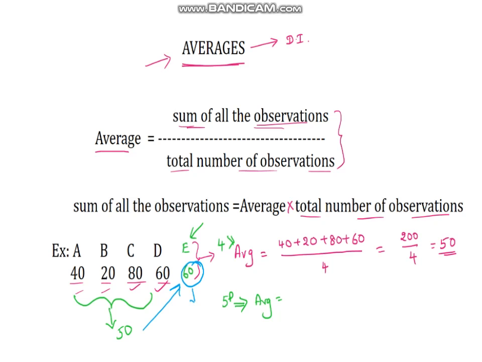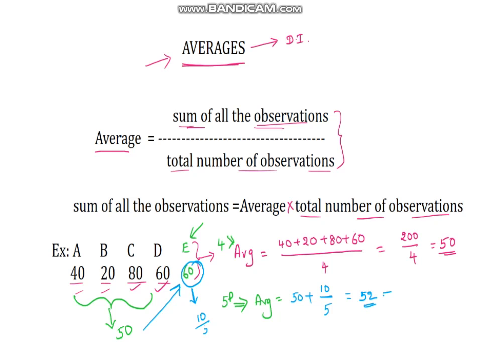So that 10 is distributed among 5 people, then we get the 5 people's average is equal to 50 plus, what is the difference here? 10. This 10 is distributed among how many people? 5 people. That equals 52 is the answer. No need to calculate again.